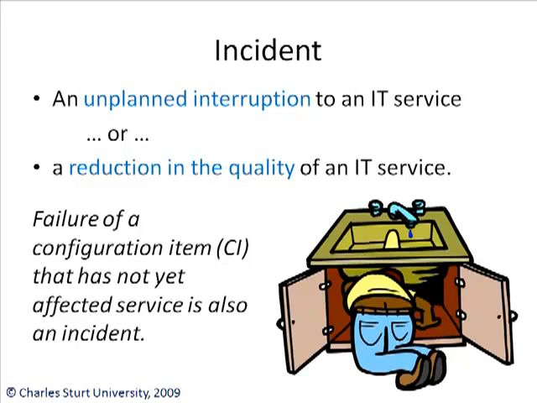Also realize that failure of a CI, a failure of a configuration item that has not yet affected the service, is also an incident. Here, for example, think of a RAID array where you have a whole bunch of disks and one of the disks fails. But the RAID array is still up and running and still providing the data to the users. So the service is still there. But because one of the disks has failed or crashed, that should still be picked up as an incident and dealt with as an incident.